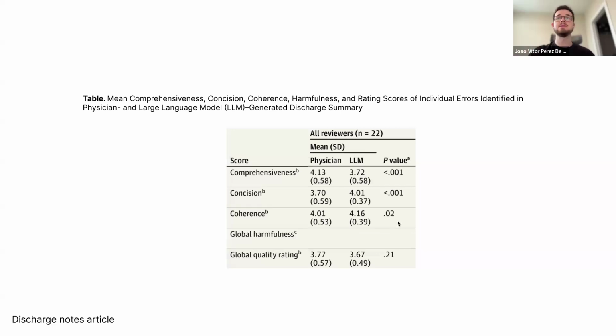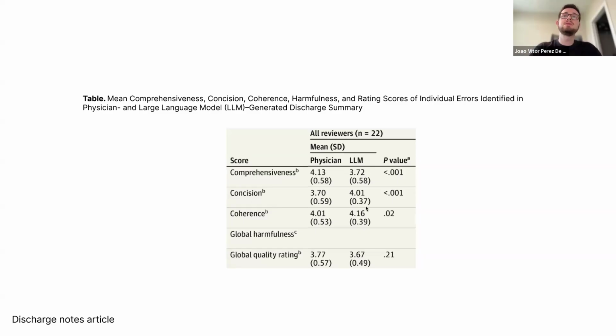They did a comparison here on the mean and standard deviation, but in terms of coherence and global quality rating, there wasn't really a difference. So that's reassuring. But interestingly, for comprehensiveness, the physicians' responses were better. They were rated better with a significant p-value, showing that overall other healthcare professionals preferred the discharge note generated by a real human, right?